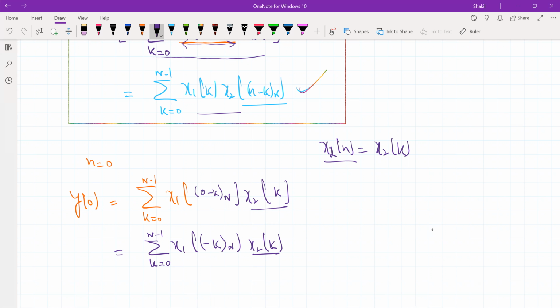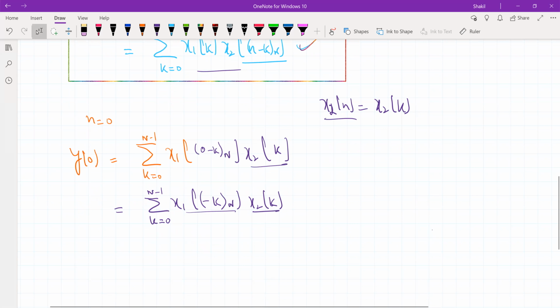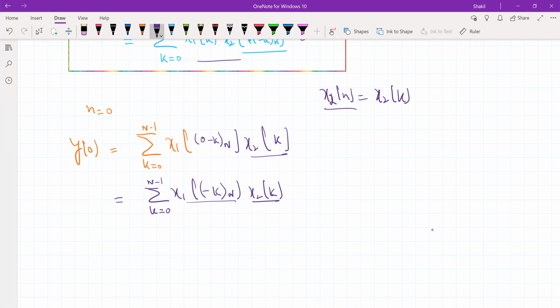But what is this signal? What is this sequence? This means a reflection of the original sequence. Let's not confuse this with the reflection operation that we learned in chapter 1. There is an N here, and it means the modular operation, if you remember the previous class.